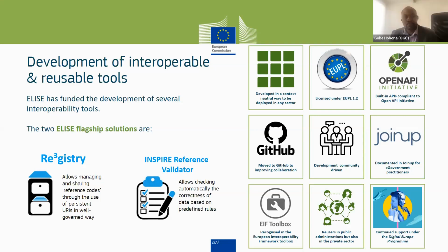So first of all, ELISE has funded the development of different interoperability tools, but there are two main tools that we are promoting. One is the registry, and the other one is the INSPIRE reference validator. The registry is a tool that allows managing and sharing reference codes. A reference code can be anything from a code list to a taxonomy. But the important thing that the registry allows is that it uses persistent URIs to keep everything well tracked and in a very well governed way.